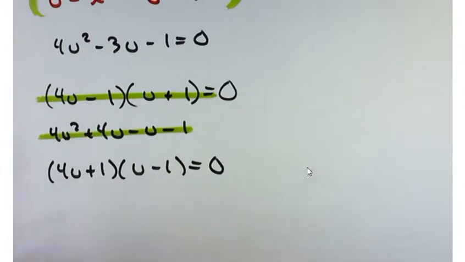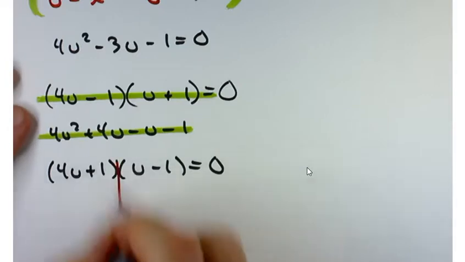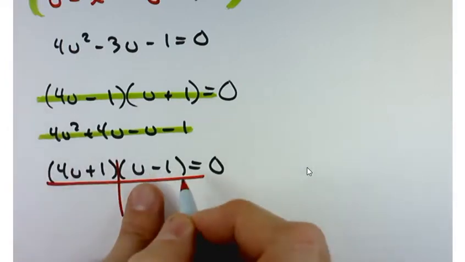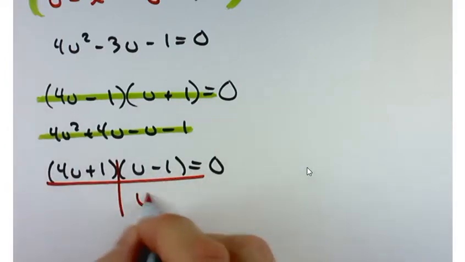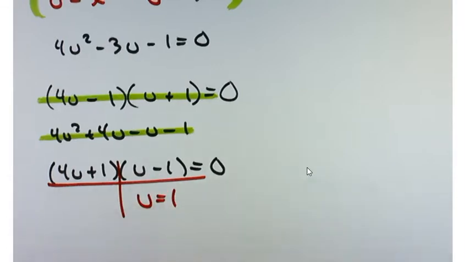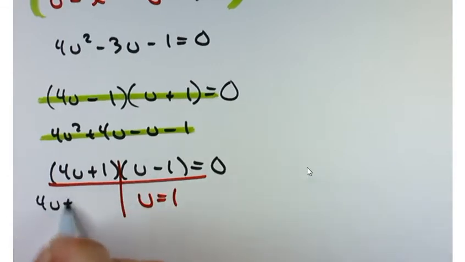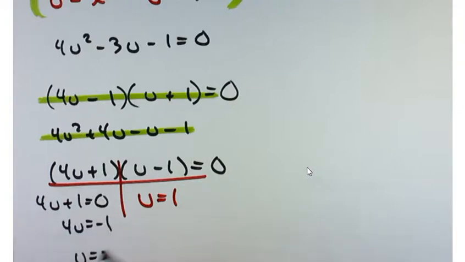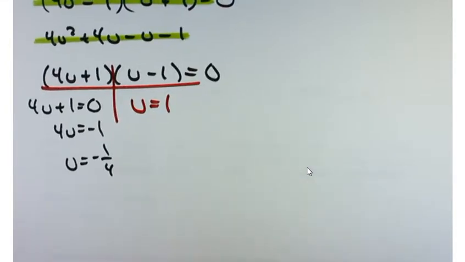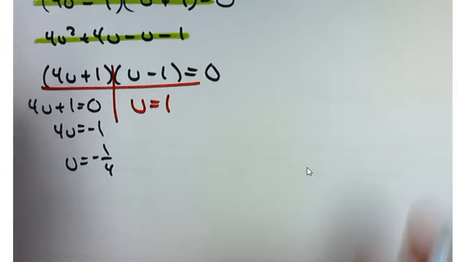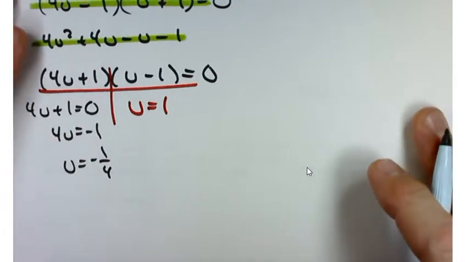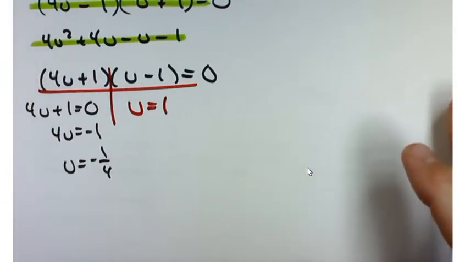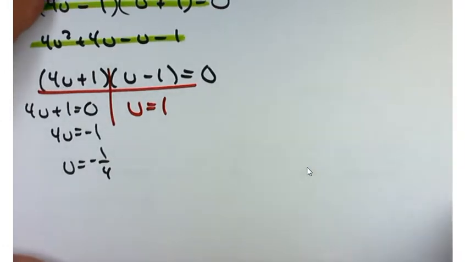So we get two solutions from this, though. What's one of them? What's the one you can read off? Good. U equals 1. The other possibility, you're going to have to solve a little bit. 4u equals -1, so u equals -1/4. So I get two solutions to the quadratic equation, but that's not my original equation. All right, so let's go back and finish solving then.